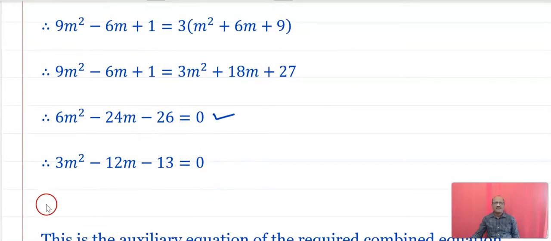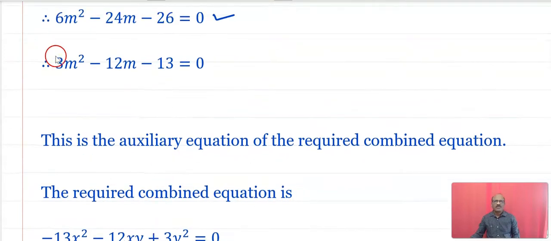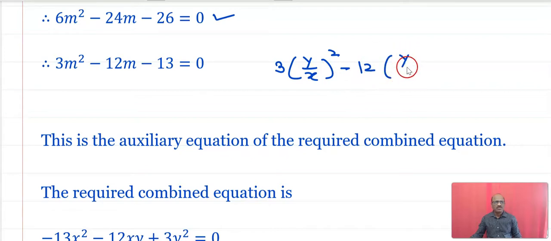And again the simplification, divide this whole equation by 2, then you will get 3M square minus 12M minus 13 is equal to 0. This is the auxiliary equation of the required combined equation. The required combined equation is, now here if we substitute M is equal to Y upon X, then it will become 3 in bracket (Y upon X) bracket square minus 12 in bracket (Y upon X) minus 13, and that's equal to 0.